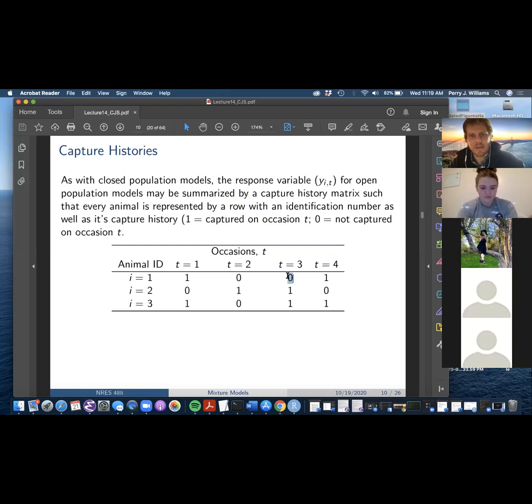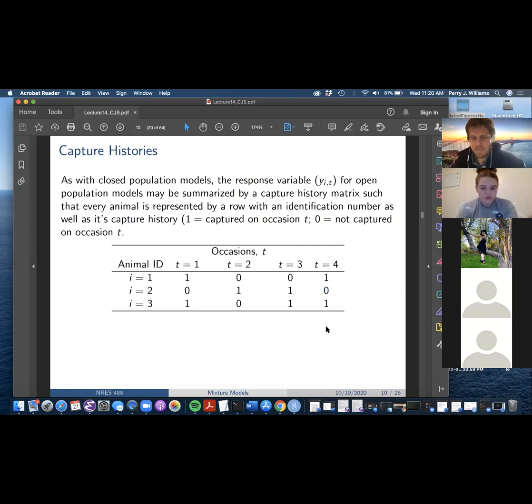Same with this 0 here. What we don't know is what happened in this 0 here when we never saw it again. If we see a 0 followed by lots of zeros and we never see it again, we don't know if the animal died somewhere in there, if it permanently emigrated from the study site, or if we just never saw it by chance.